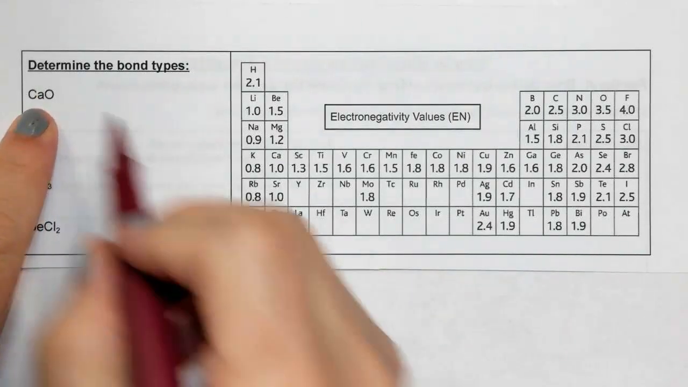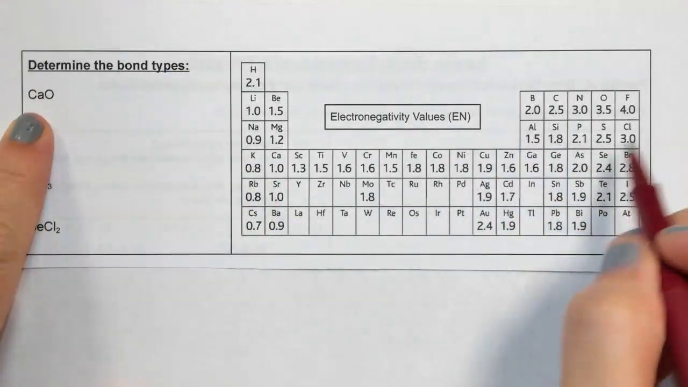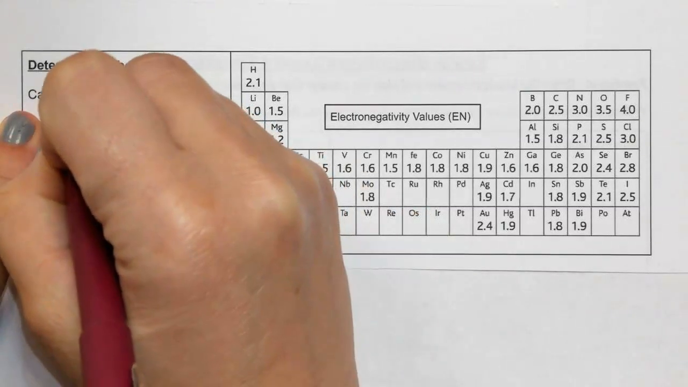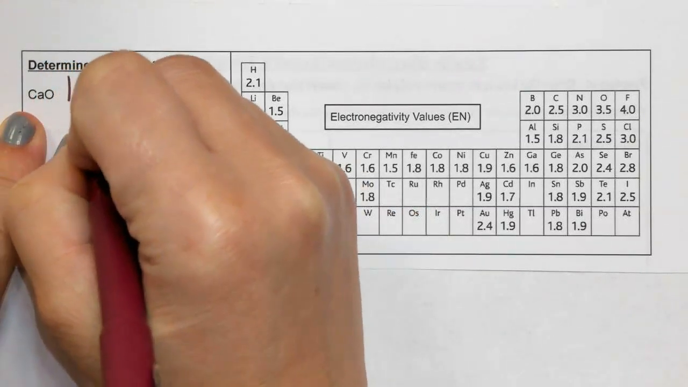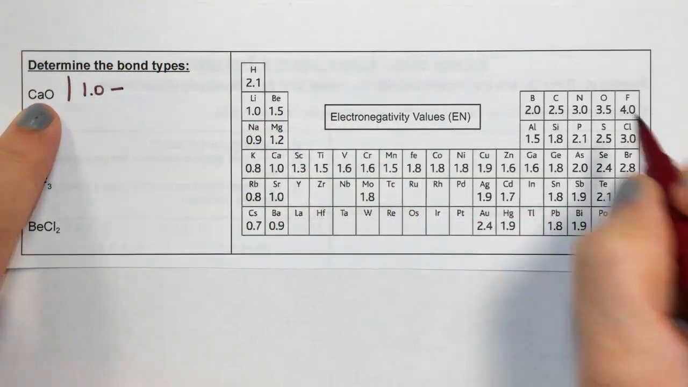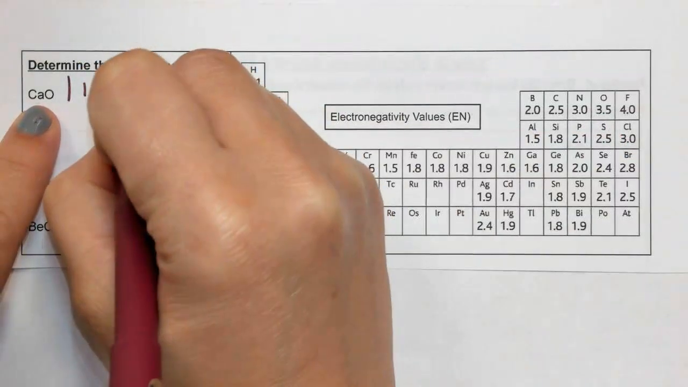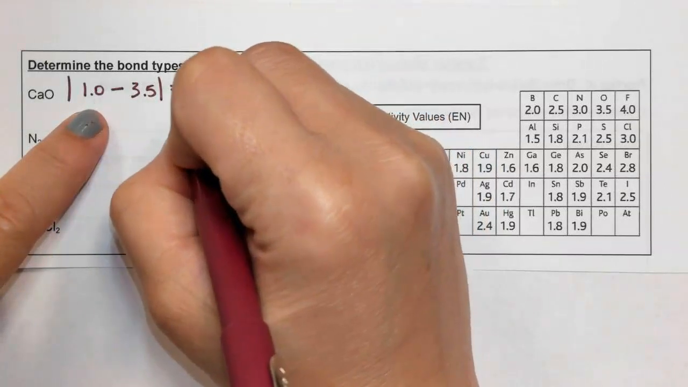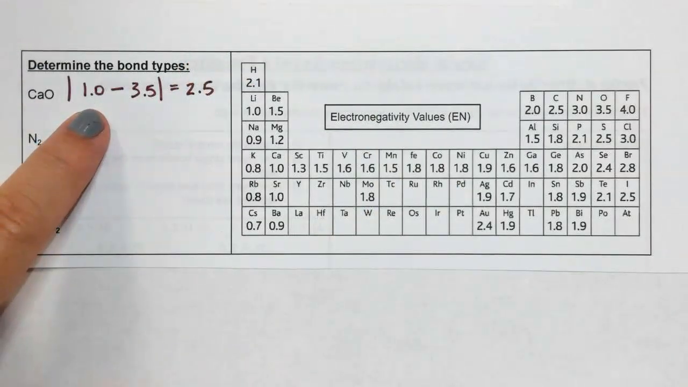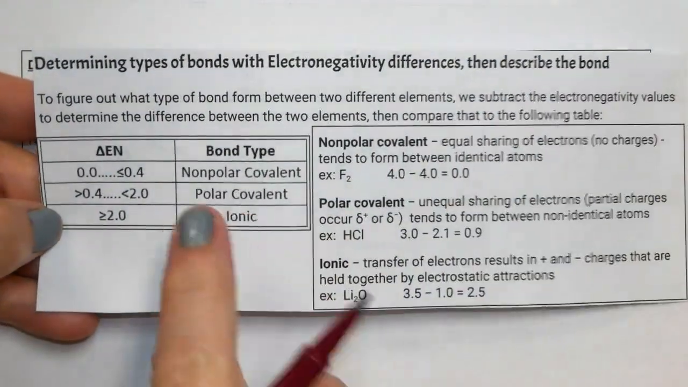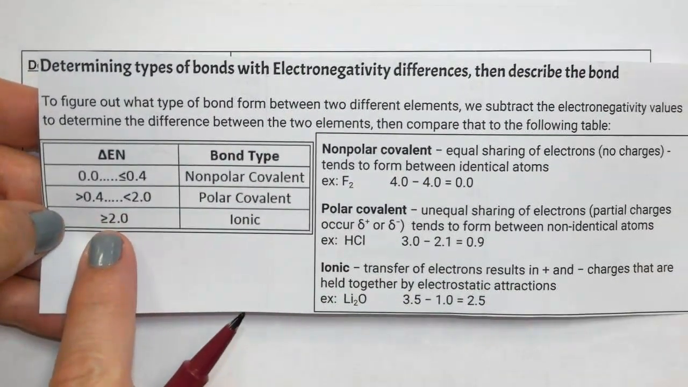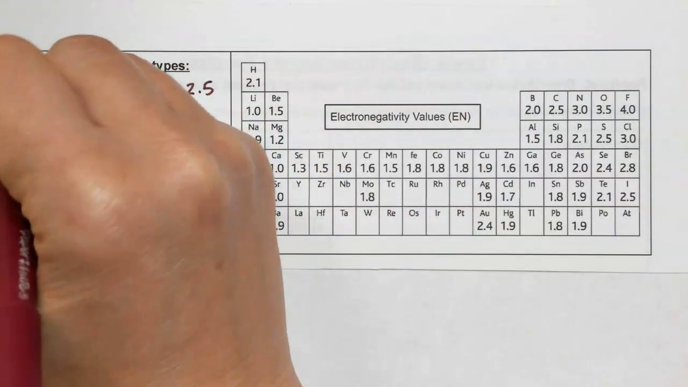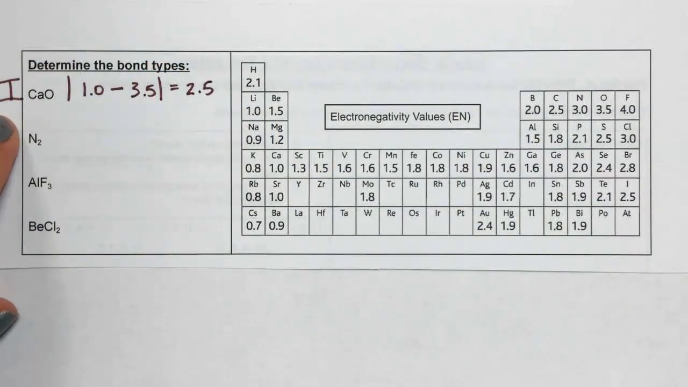To determine the bond type, you take one of each element and find their electronegativities. For example, calcium is 1.0. We're going to take the absolute value of the difference between the two elements. Oxygen is 3.5. If I subtract 3.5 and 1.0, I get 2.5. When you look at the scale that's provided for you, 2.5 is greater than 2.0, which makes this categorized as ionic. So this first one is ionic.